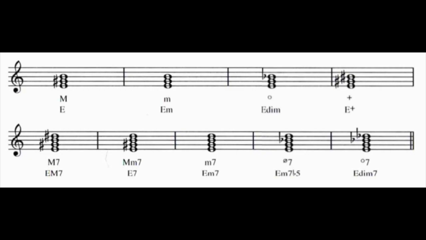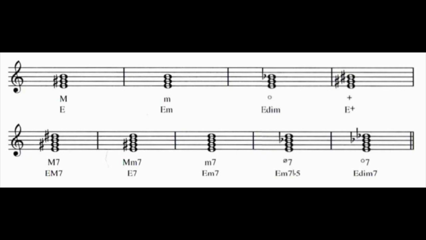When we see a diminished chord, we would write dim afterwards. Or when we see an augmented chord, we would write a plus sign for augmented afterwards. When it comes to 7th chords, our E7 is not our major 7. It is our major minor 7 because so much of jazz is based off of dominant 7th chords, which are major minor 7th chords. So it is just E7.